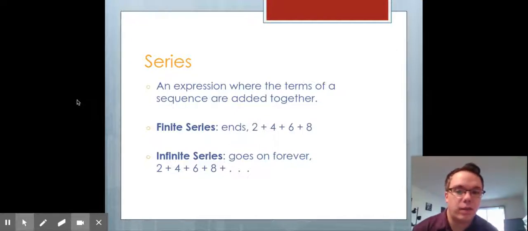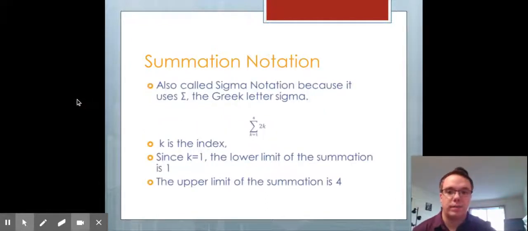We're going to start with some finite series today, and we're going to use what's called summation notation. So here's what summation notation looks like. Again, I'm going to pause for a second so you can write this in your notebook, and you can pause the video and start it again when you're ready.